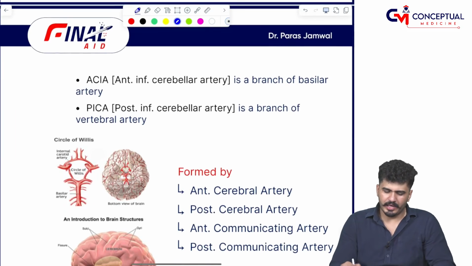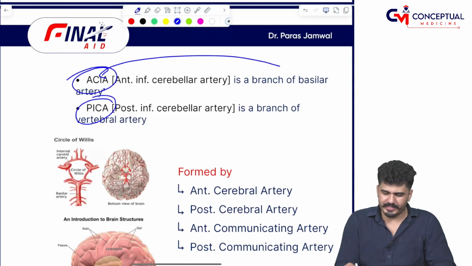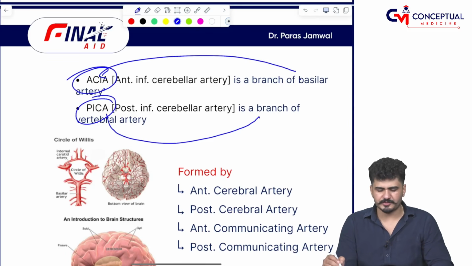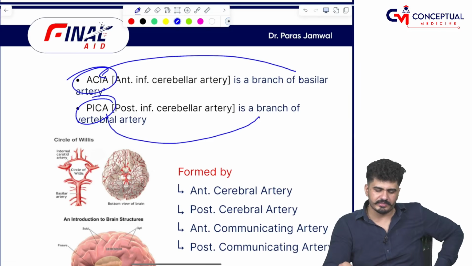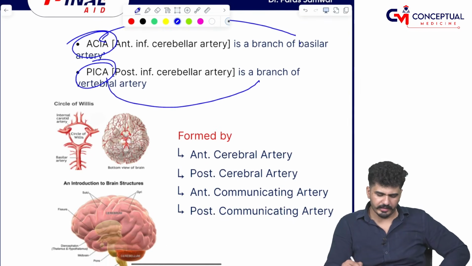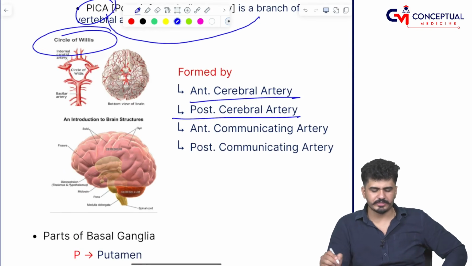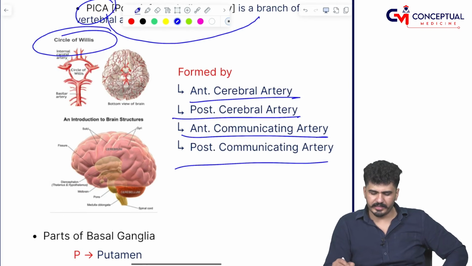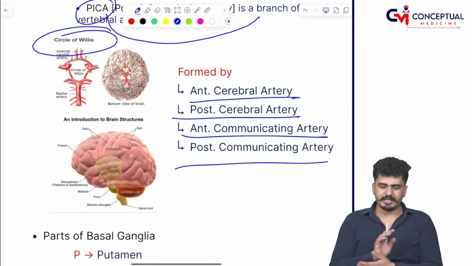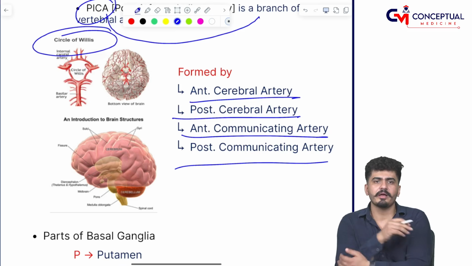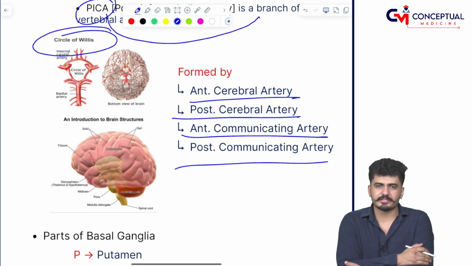Now, these arteries are branches of: one is a branch of the basilar artery, the other is the posterior inferior cerebellar artery, which is a branch of the vertebral. Now they are equally important to know. They also form the circle of Willis. So remember: anterior cerebral, posterior cerebral, anterior communicating and posterior communicating. These are the arteries which combinedly form the circle of Willis, my dear friends.